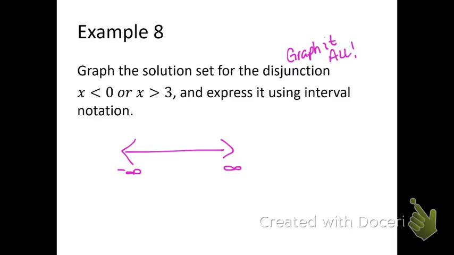So I'm going to graph the first one, x is less than 0. So I'm going to start out with 0. X is less than, so we're going to go this direction. And is the 0 included? No, because it doesn't have the equal to, so use a parenthesis.